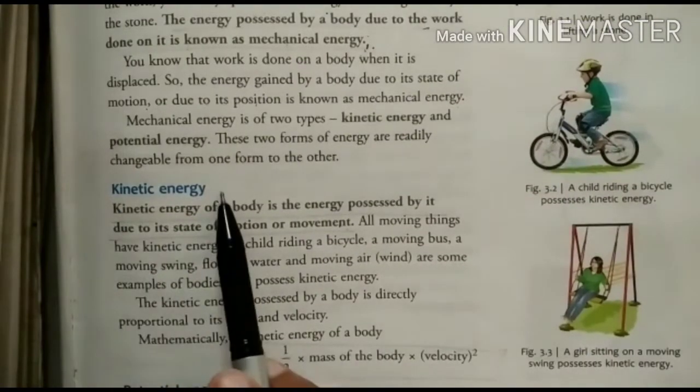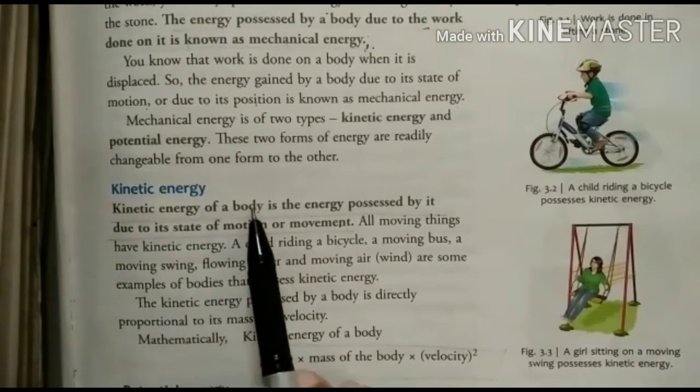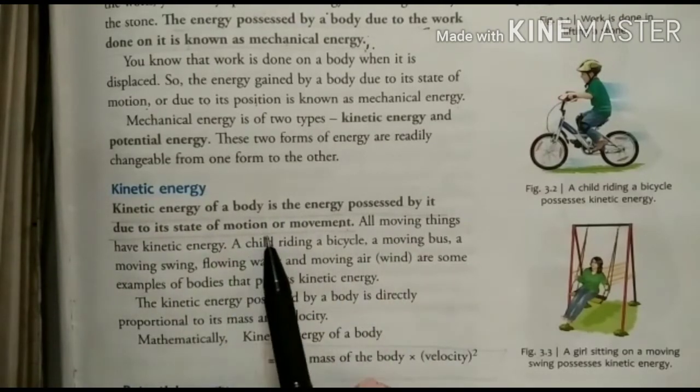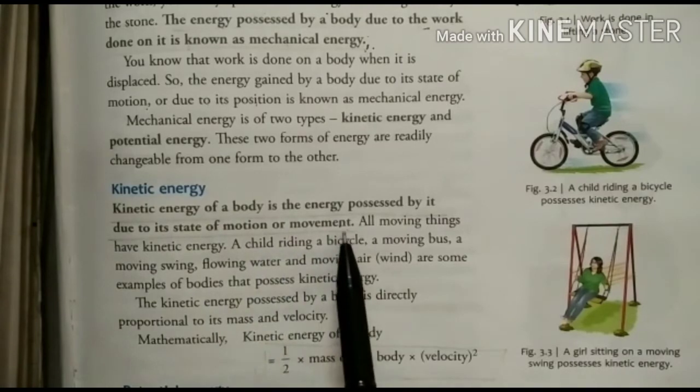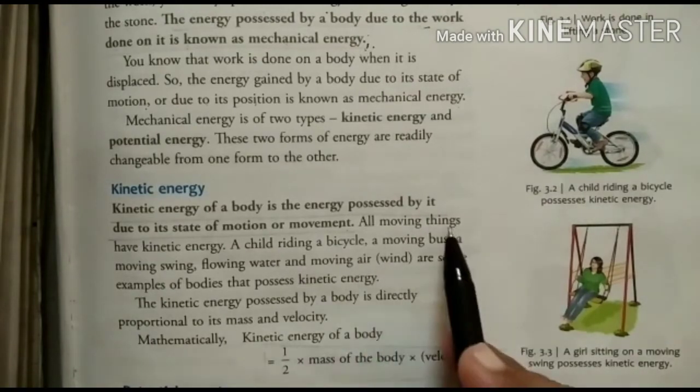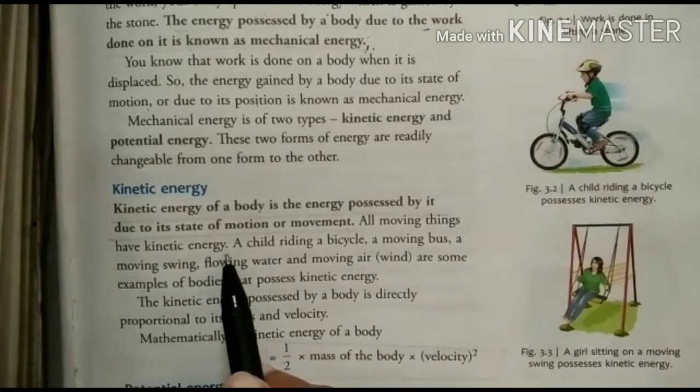The next is kinetic energy. The kinetic energy of a body is the energy possessed by it due to its state of motion or movement. When any object possesses energy due to motion, when it is in the moving condition, in that condition the energy possessed by that body is kinetic energy. All moving things have kinetic energy.